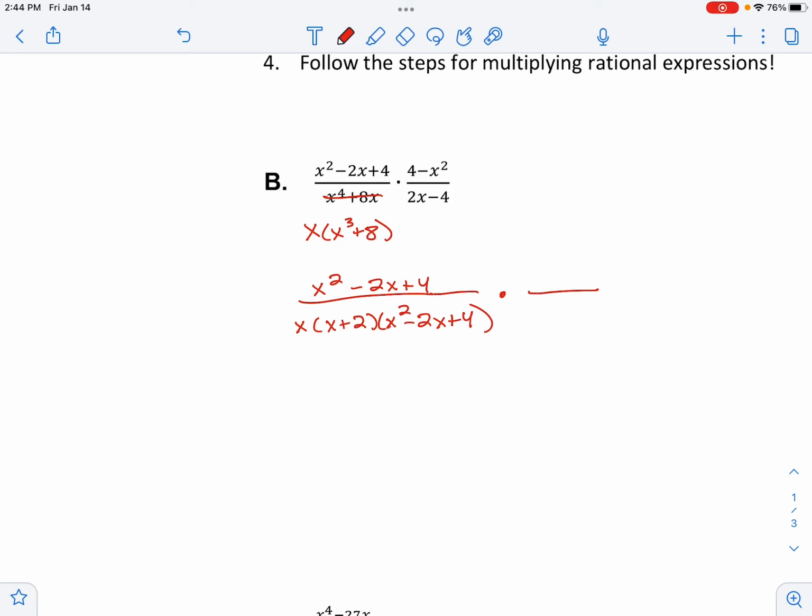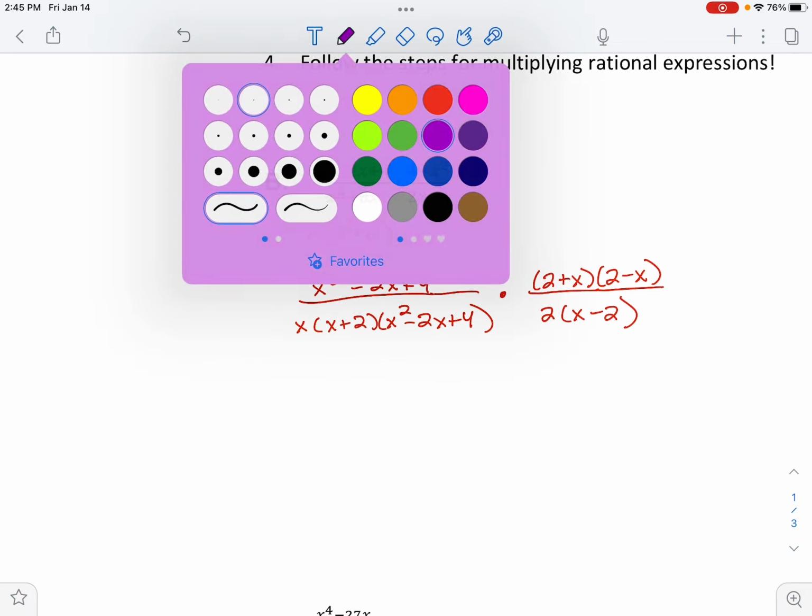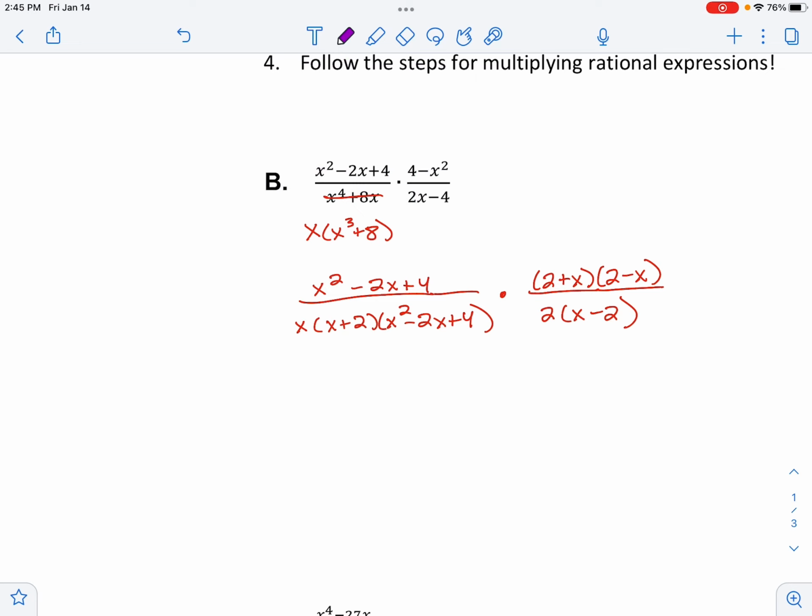And then 4 minus x squared. I'm going to factor that into 2 plus x times 2 minus x, and that's using the difference of squares factoring pattern. On the bottom here, I can take out a 2 and I get x minus 2. The idea when you're multiplying rationals is that you can cross out factors that appear in the numerator that also appear in the denominator. So this x squared minus 2x plus 4 is being multiplied by 2 plus x and 2 minus x. I can cross this out with the factor on the bottom because it's a factor.